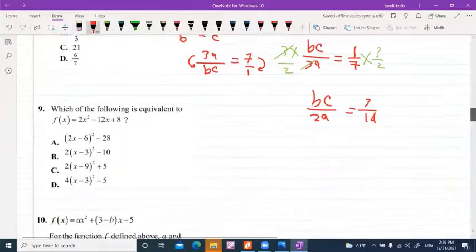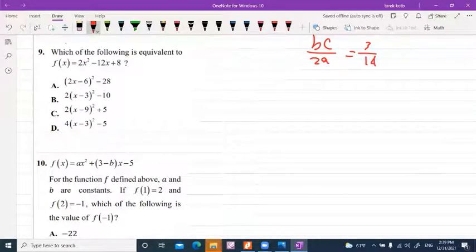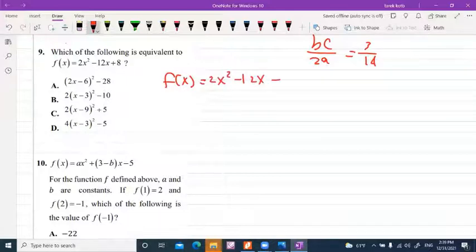Number 9. Which of the following is equivalent to f(x)? This means I want to simplify this expression, put it in vertex form. f(x) equals 2x squared minus 12x plus 8. First I have 2 here. Look at this 2. You have to take it out as a common factor between these two terms. It will be x squared minus 6x, but keep the 8.